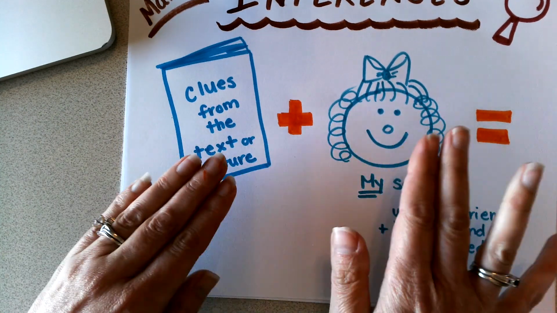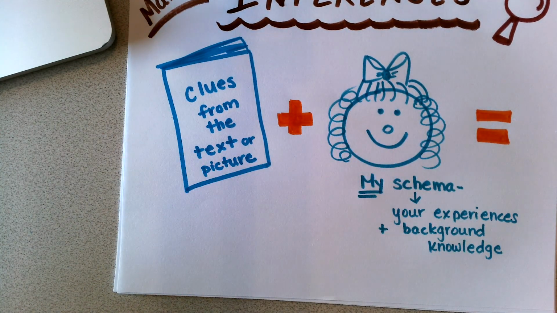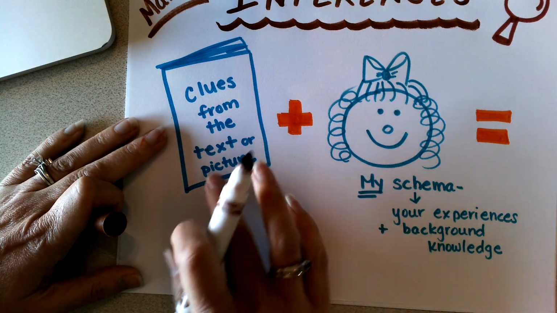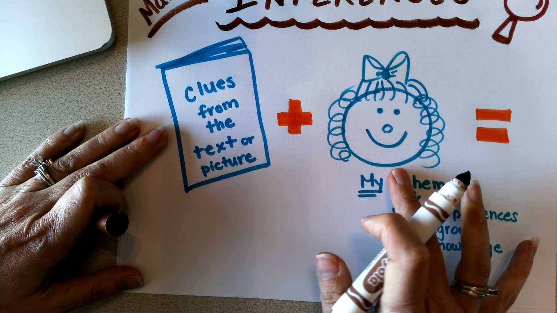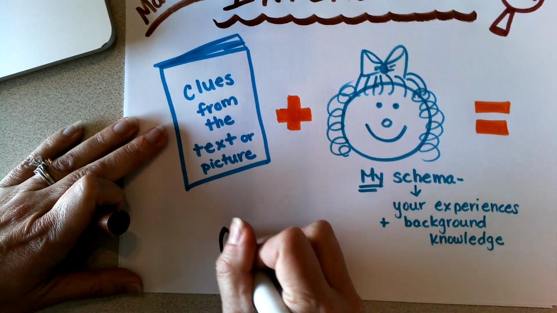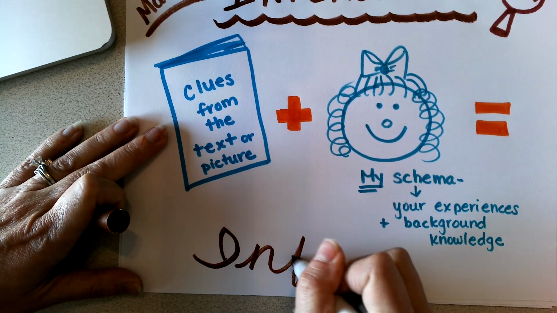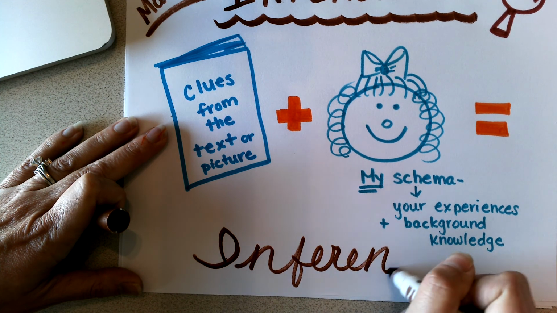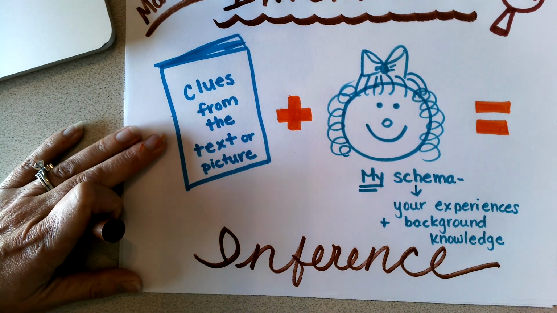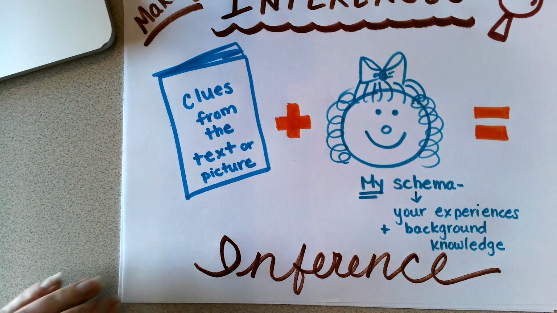If we take those two together, what does it make? It makes an inference. So clues plus what I bring to the table equals an inference. So there you go. Pretty quick, right?